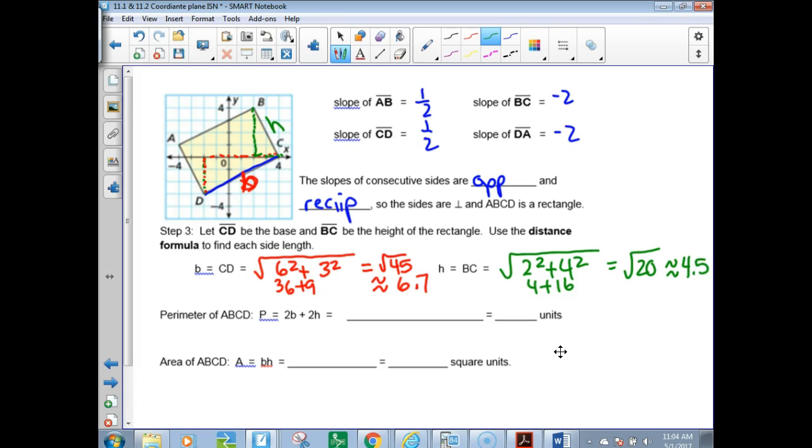And now we can find the perimeter. There are 2 bases of 6.7 and 2 sides that are 4.5. So since we have 2 of each, I would just type the perimeter is 2 bases plus 2 heights. So 2 times 6.7 plus 2 times 4.5.